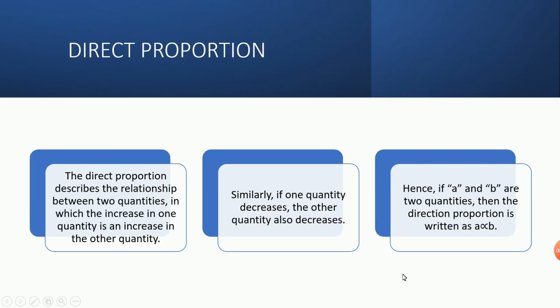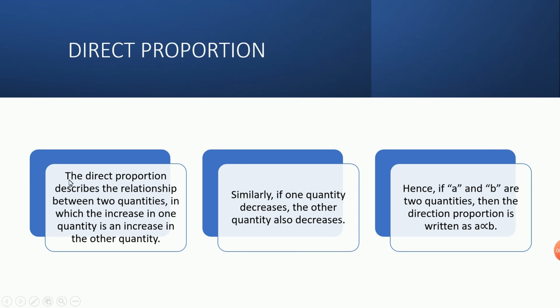So what is direct proportion? Direct proportion describes the relationship between two quantities. If one of the values increases, the other one also increases. So that is directly proportional. For example, in the last class we saw about speed, time and distance. There, speed and distance are directly proportional. So if distance increases, speed also increases, and if speed increases, distance also increases.